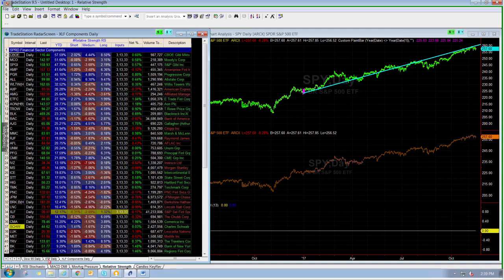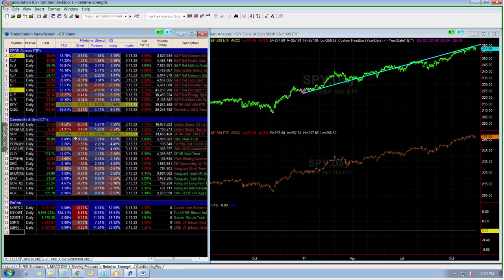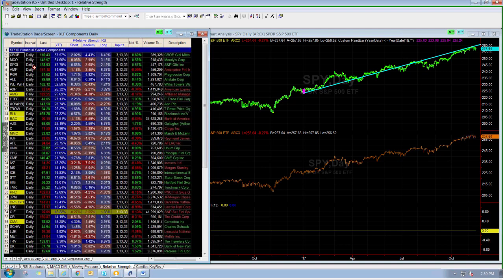So you can find the sectors that are best performing and then do a deep dive into the symbols in that sector, and then see which symbols in that sector are doing the best or doing the worst within that sector. So there's a lot that you can do with relative strength and sector analysis here in RadarScreen.